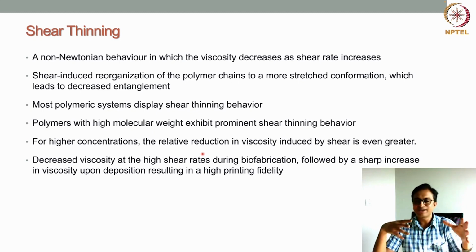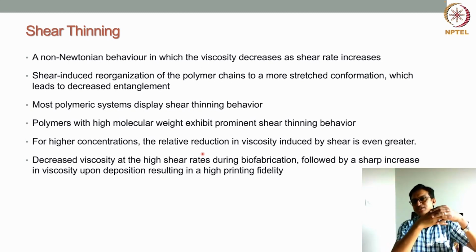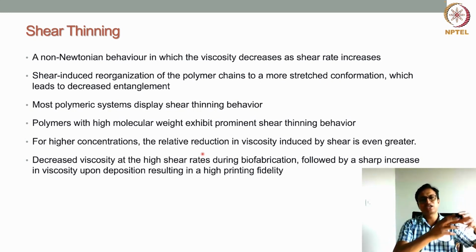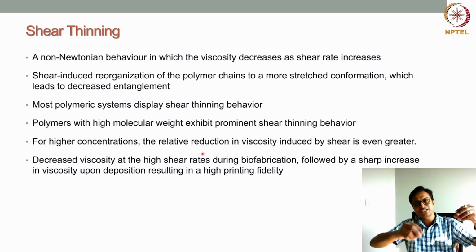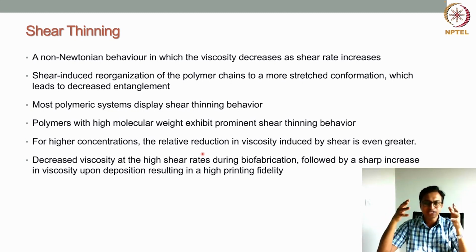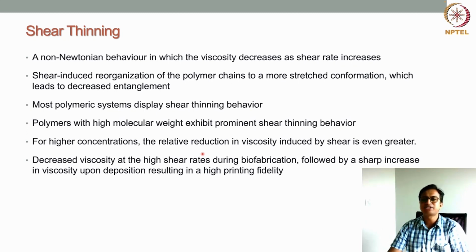Okay, so suppose in the resting stage some kind of network is there within the polymer chains, but when you apply shear force, that shear reorganizes the polymer chains to a more stretched conformation, so that there is less entanglement and they can easily come out of the nozzle. So that shear-induced reorganization helps the material to come out. That means with increasing shear rate, the viscosity of the material comes down because of this reorganization. Right? That's why most polymer systems experience this kind of shear thinning behavior.